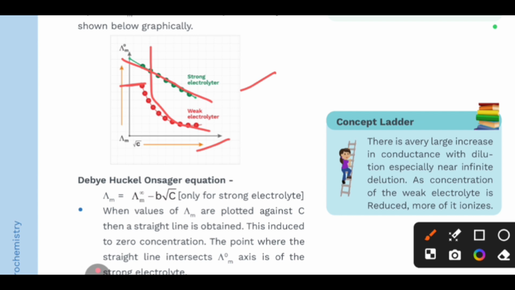So after that only Kohlrausch's law came, for which we did one numerical yesterday already. Kohlrausch's law is applicable for a weak electrolyte. So Kohlrausch used the value of the strong electrolyte, which we found with the help of the graph, to find the value for a weak electrolyte.